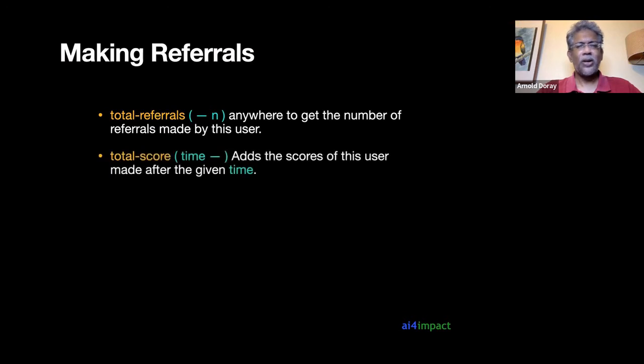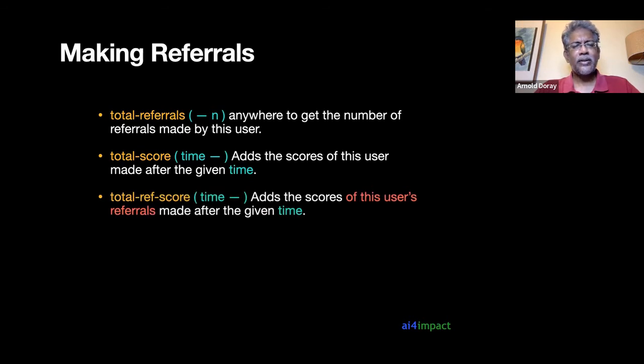Total score requires a time, and this adds the score of this current user after the given time. All the scores that were before the given time will not add up. This is quite useful for things like testing, when you want to just reset the scores. The total referral doesn't have this mechanism, but there is a mechanism for testing. I'll show it to you in the demo.